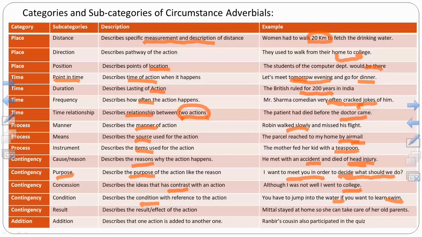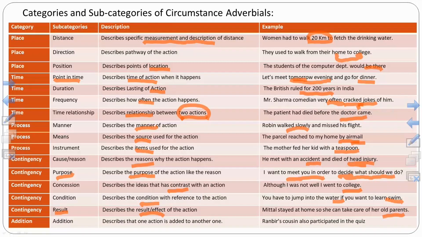Now in contingency, let's look at the result, the fourth subcategory of contingency. It describes the result or effect of the action. Mittal stayed at home so she can take care of her old parents. So why did she stay at home? Because she has to take care of her old parents. So this is the situation. She stayed at home. So why? She has to take care of her parents. So this is the result and effect of the action that we need to keep in mind.